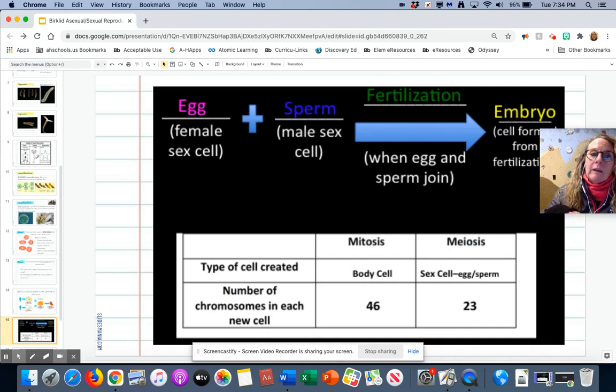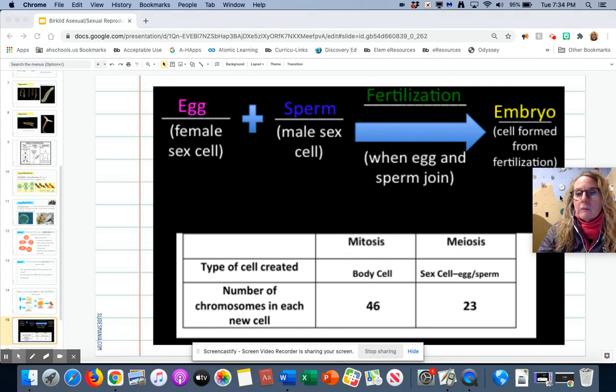So here again, the egg is the female sex cell and the sperm is the male sex cell. And when they come together in fertilization, the embryo is formed. That's the baby, and that forms during fertilization. So here again, we have mitosis, which creates body cells, which gives you 46 chromosomes in each one of those. And meiosis creates sex cells, just the egg and the sperm, which is 23 chromosomes for humans.